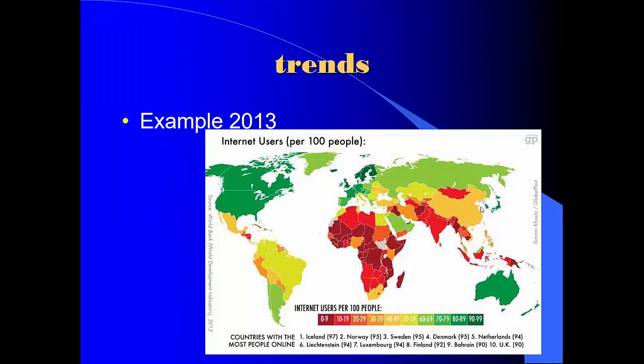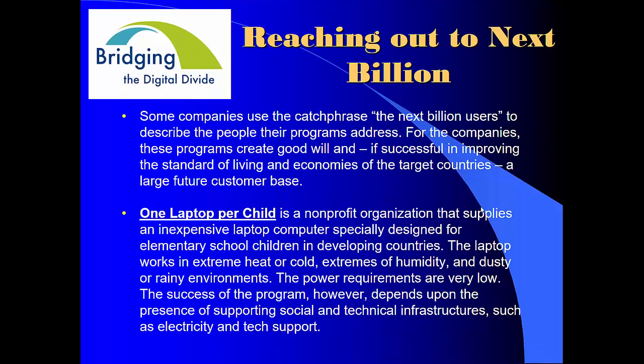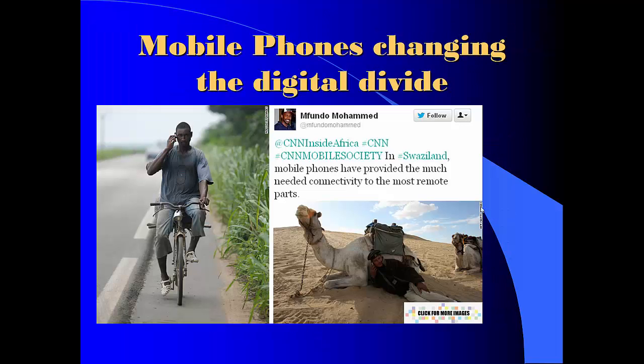Whether this is 2013 or obviously we're much past this point, this kind of distribution, the exact numbers of it, still exists today. So there are lots of different organizations. One Laptop Per Child, for example, looks at trying to design inexpensive laptops for elementary schools in developing countries.